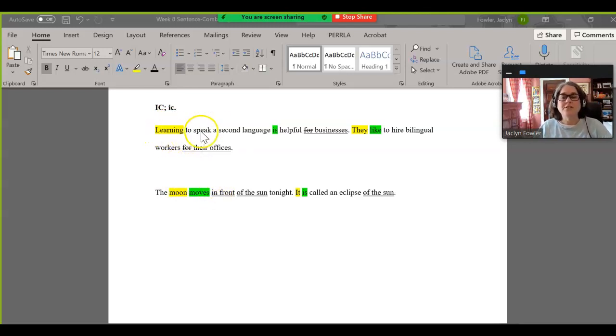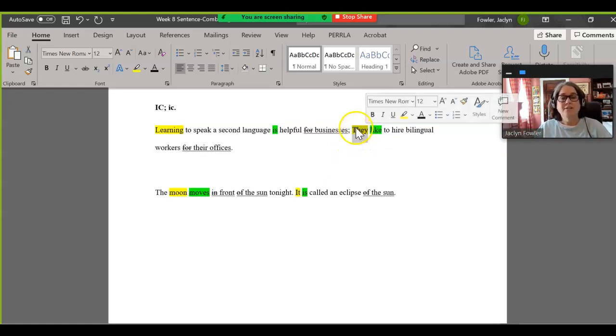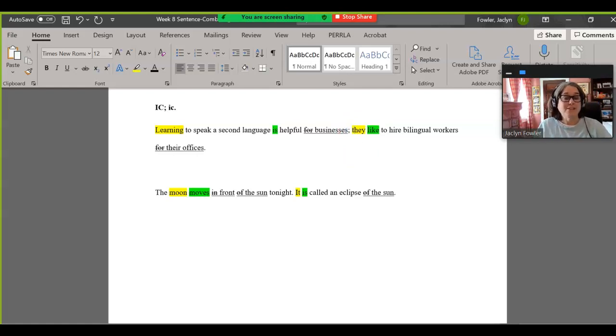Remember the 2 sentences. Learning to speak a second language is helpful for businesses. That's the first. They like to hire bilingual workers for their offices. To combine the 2 sentences using a semicolon, you chuck the period, you add a semicolon, and then you look at the next word. If it's not a proper noun or it's not I, make it a small letter. And guess what? Done. Now, this is one complete sentence. It's an extra long sentence, and it has 2 independent clauses in it. There's the first, and then there's the second. That's how you combine sentences with a semicolon.